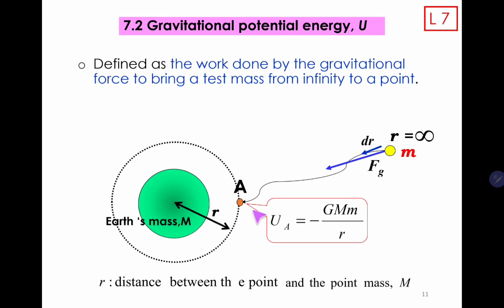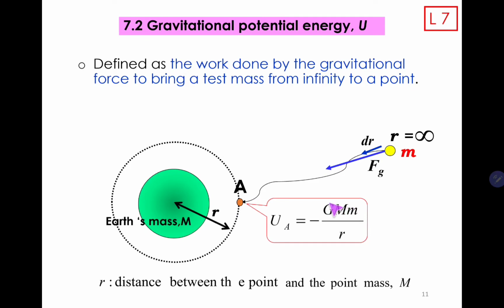So in this case, we are bringing this particle from infinity to a point where the distance between this point and the center of the planet is R. Okay, so the potential energy at A equals negative GMm over R. Alright, so this is the potential energy at point A, which equals the work done in bringing the mass from infinity to here. That is our gravitational potential energy.